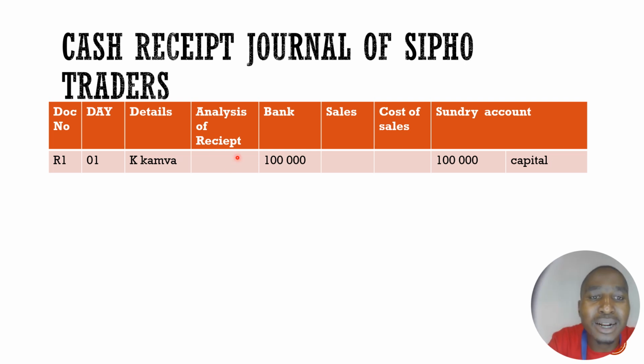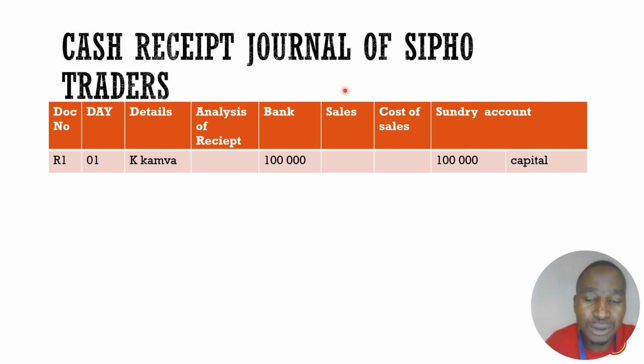And then we do not write under analysis of receipt because the owner directly deposited the money into the account of the business. Whenever the owner directly deposits the money into the account of the business, we do not write under analysis of receipt. And therefore, we should write under the bank column, because that money went inside our business bank account. We received that money.